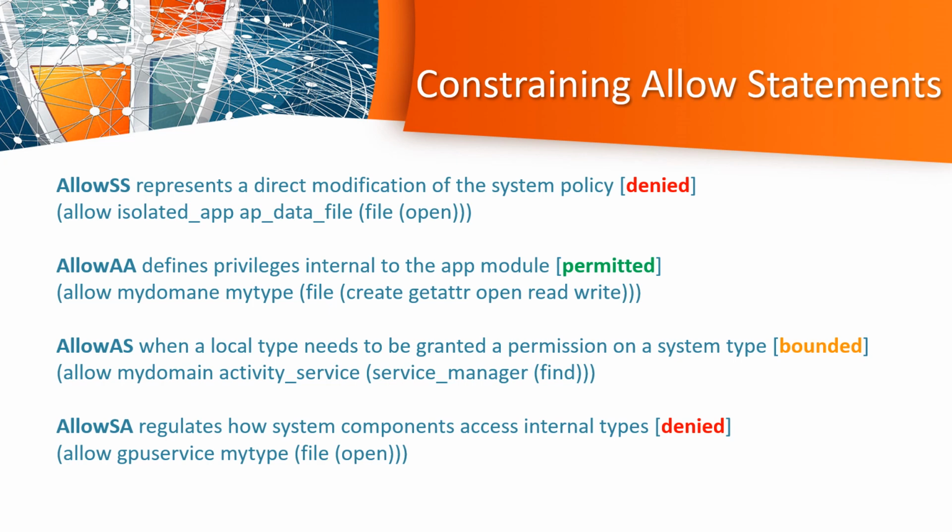Allow SS represents a direct modification of the system policy. Allow AA defines privileges internal to an app module. Allow AS is when a local type needs to be granted a permission on the system type. Allow SA regulates how system components access internal types.